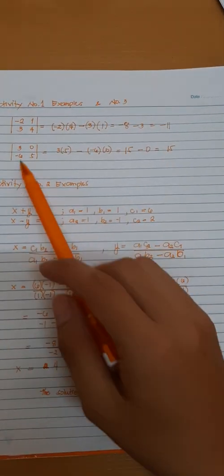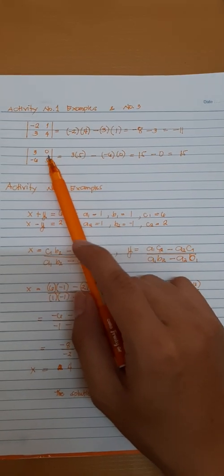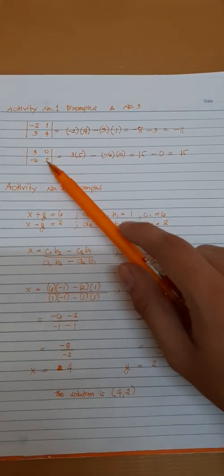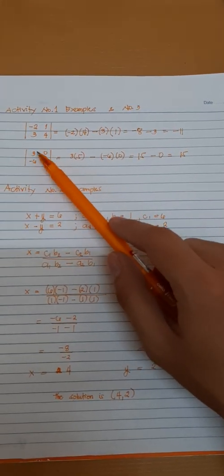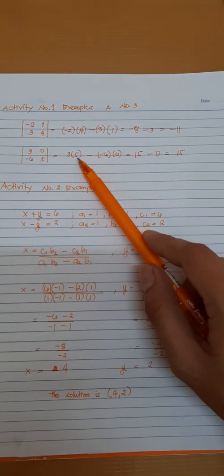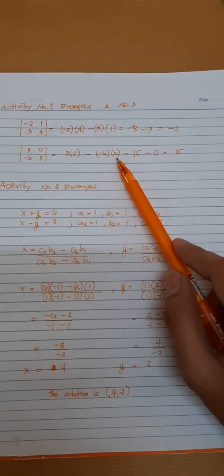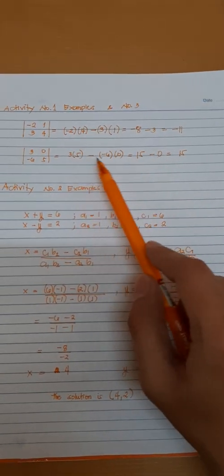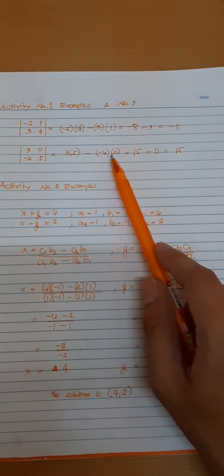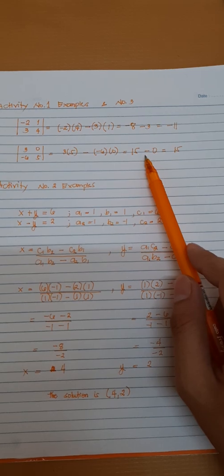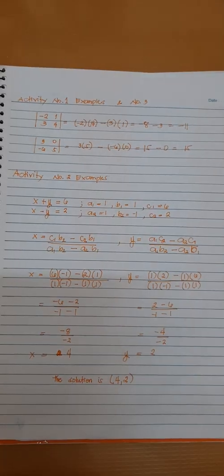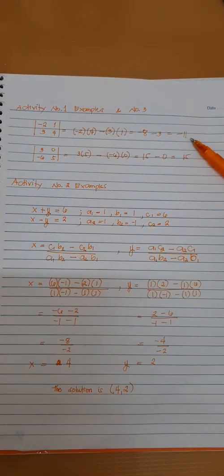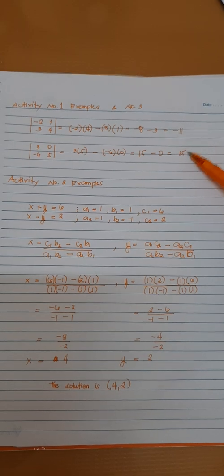Next, for example number 2, we have 3, -6, 0, and 5. Again, the process is still the same. We will multiply the diagonals and we will subtract them from each other. So we have 3 times 5 minus -6 times 0 equals 15 minus 0, since 3 times 5 is 15 and -6 times 0 is 0. So 15 minus 0 is equal to 15. And so the values of our determinants are -11 and 15.